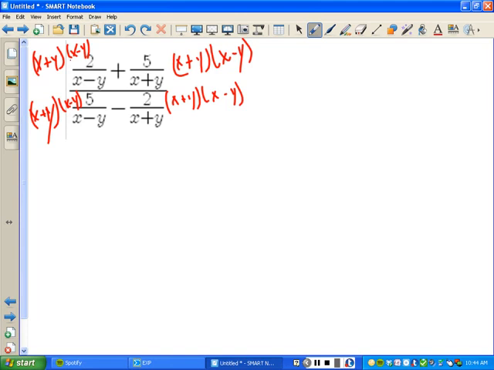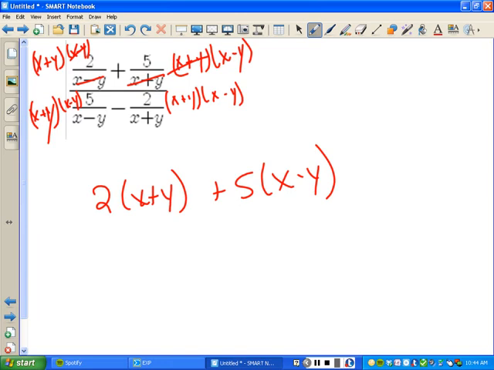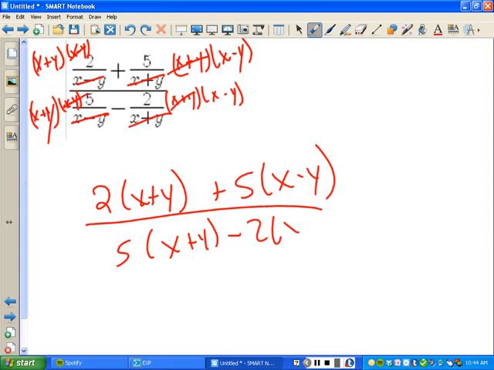X minus y cancel. You're left with 2. X plus y. The x plus y cancel. You're left with 5. X minus y. The x minus y and the x minus y cancel. You're left with 5. X plus y. Minus here, the x plus y cancel. You're left with 2. X minus y.